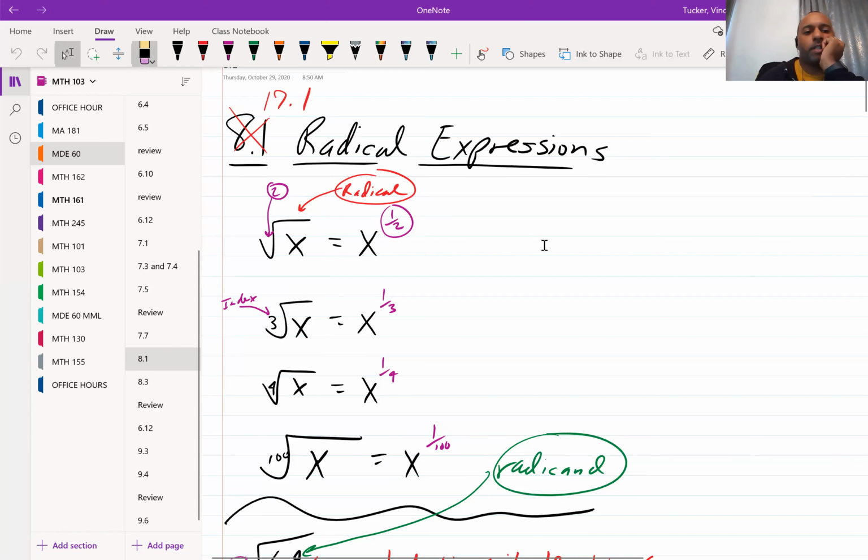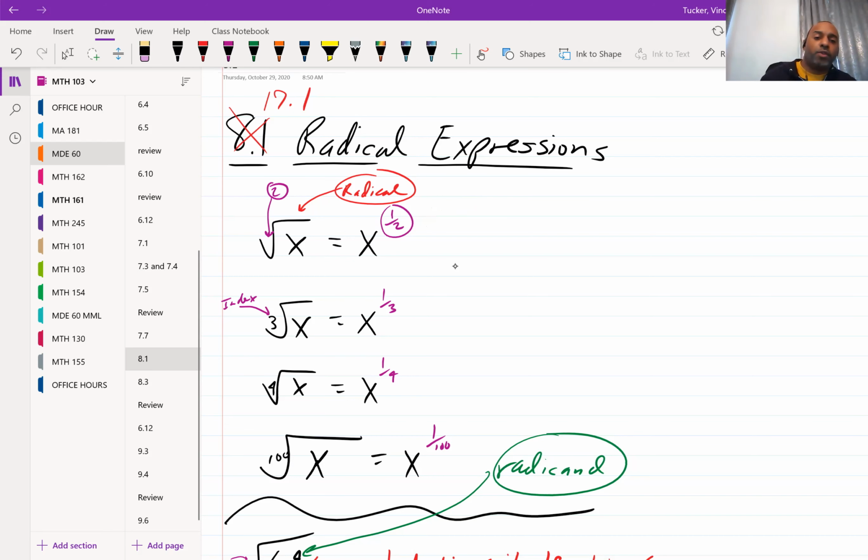All right, so let's look at 17-1, radical expressions. So just emphasizing the relationship between your radicals and your exponents. Whenever you have a square root, if you don't see anything there, they assume you know that the index is going to be 2. So your exponent is going to be x to the 1/2. Those two mean the same thing. X to the 1/2 and the square root of x are the same thing.